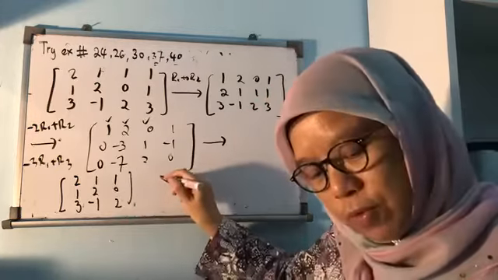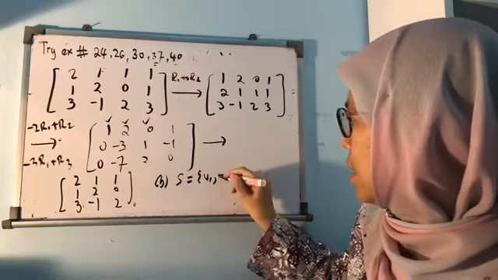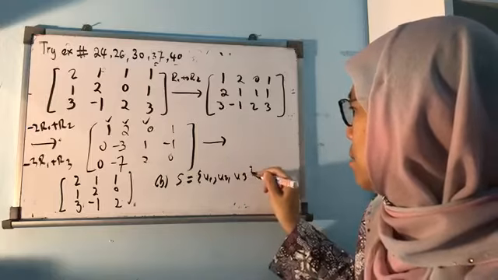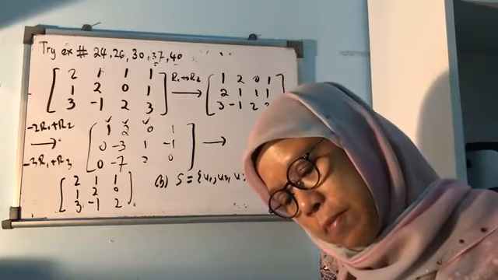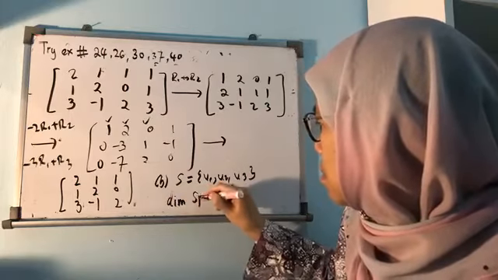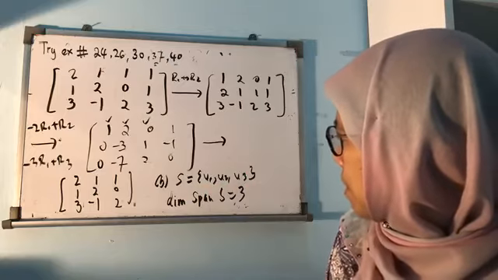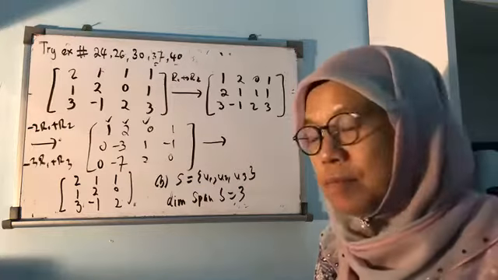Okay, so you have to write for B that the first 3 is the basis for span S, and dimension is 3. Okay, span S is actually R3.